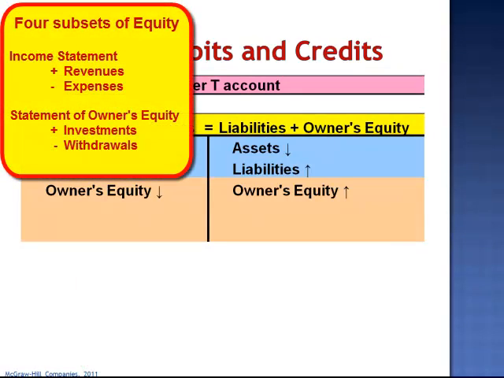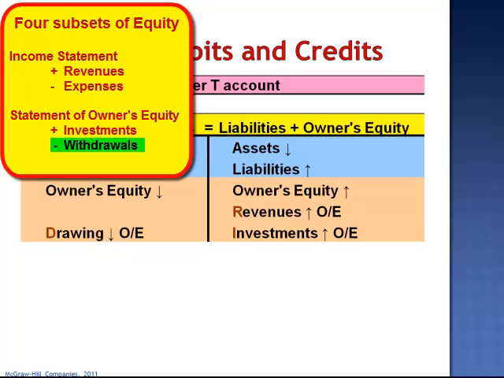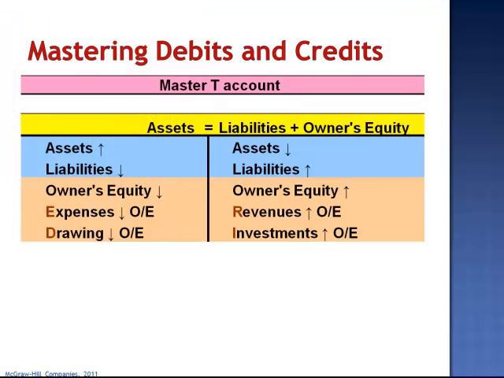Owner's equity has 4 subsets. 2 of the 4 items result in increases to owner's equity. Revenues show increases to owner's equity on the income statement. Investments show increases to owner's equity on the statement of owner's equity. Withdrawals show decreases to owner's equity on the statement of owner's equity. And expenses show decreases to owner's equity on the income statement. So we have 4 subsets of owner's equity.